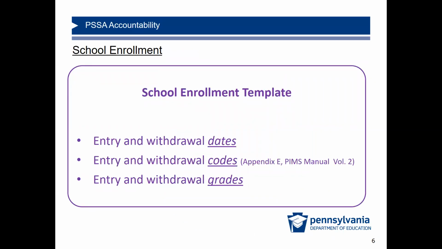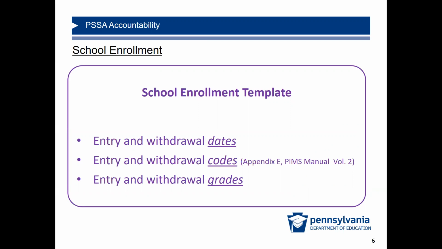The first template needed for the PSSA and Keystone assessments upload is the school enrollment template. This is used to track student entry and withdrawal from the LEA. An entry date must be entered when a student is being educated by the educating LEA. If the student leaves, a withdrawal date is entered showing that the student is no longer being educated at your entity. The school enrollment template also tracks a student's grade or school building change, such as a move from an elementary school to a middle school, which is designated by using withdrawal codes WD11 or WD12.